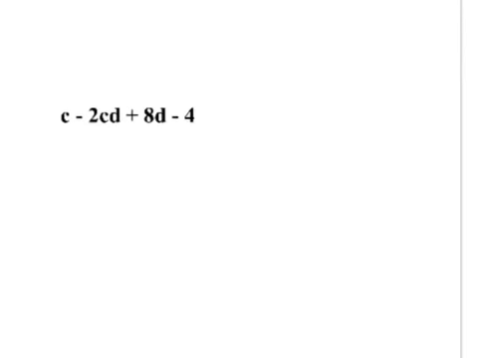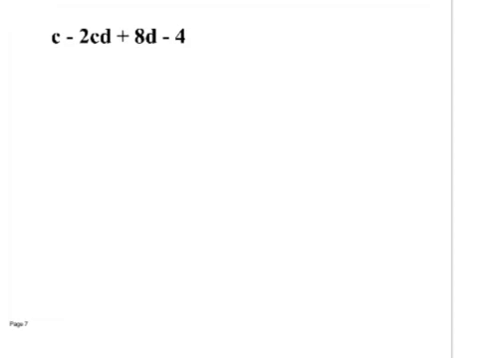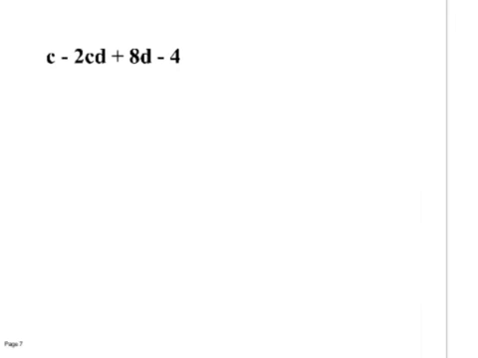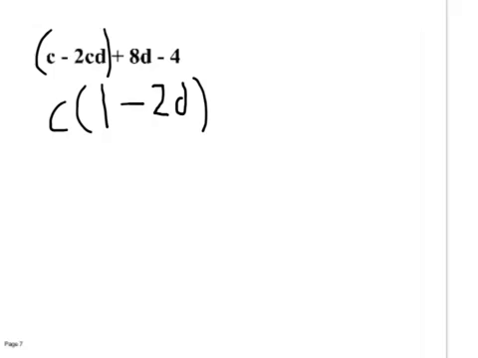Write this down. C minus 2CD plus 8D minus 4. So what can I take out of C and negative 2CD? What's left? Negative 2D. What's C divided by C? 1. C out of negative 2CD is 2D. Negative 2D. There you go.